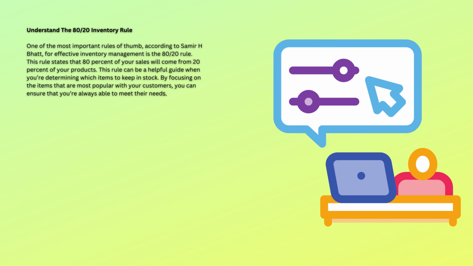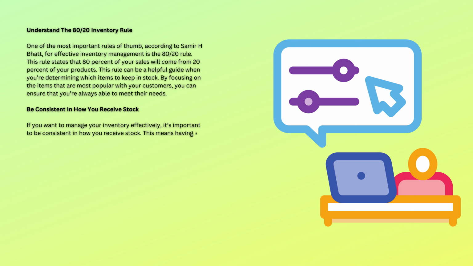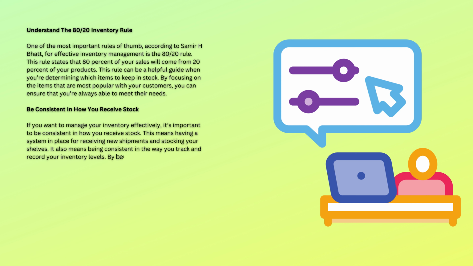Be consistent in how you receive stock. If you want to manage your inventory effectively, it's important to be consistent in how you receive stock. This means having a system in place for receiving new shipments and stocking your shelves. It also means being consistent in the way you track and record your inventory levels. By being consistent, you can ensure that your inventory is always accurate and up to date.